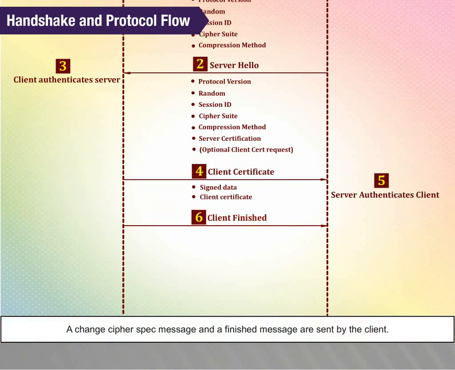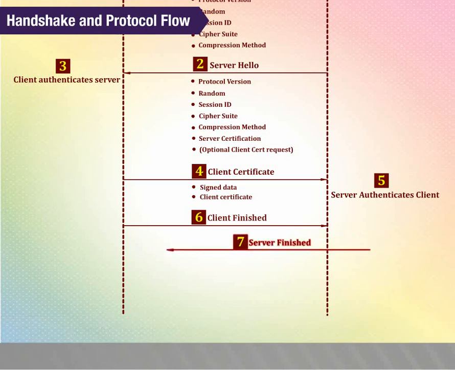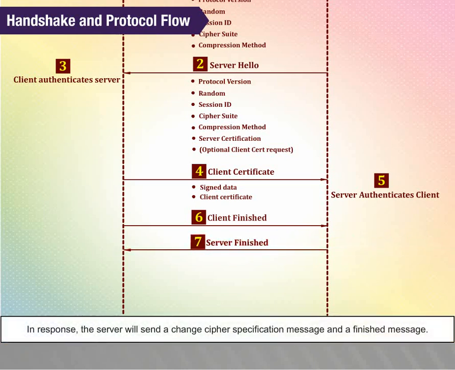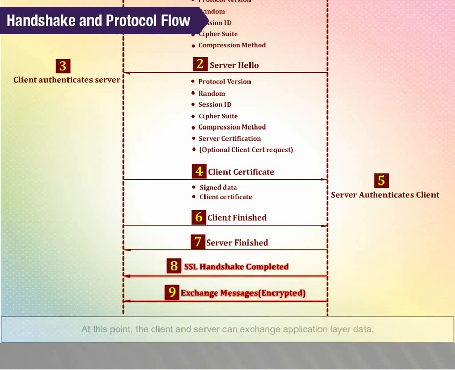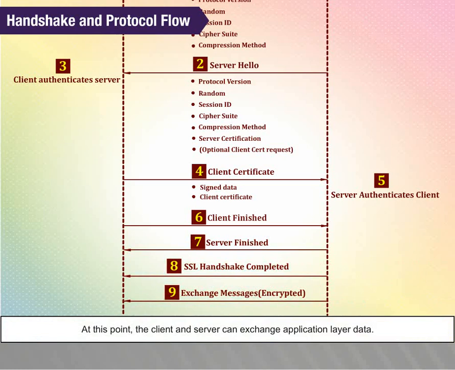A change cipher spec message and a finished message are sent by the client. In response, the server will send a change cipher specification message and a finished message. At this point, the client and server can exchange application layer data.